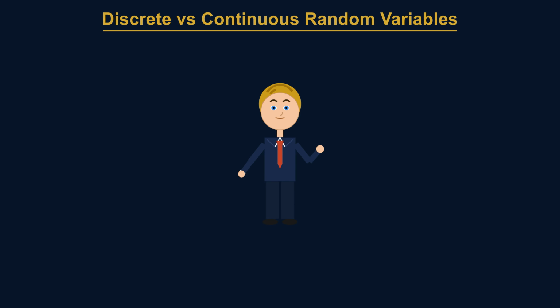Hello everyone, I'm Professor Harrison, and welcome back to our module on probability for finance. Today we're going to be covering one of the most important distinctions in the whole subject, the difference between discrete and continuous random variables, and why that distinction determines which mathematical tools you use.